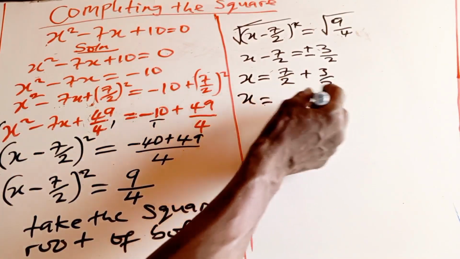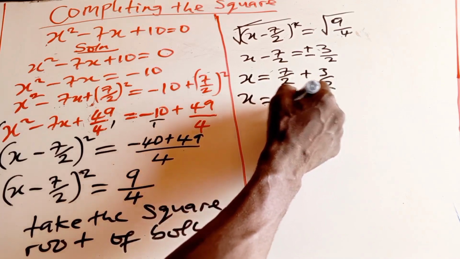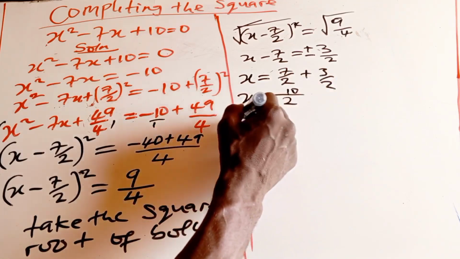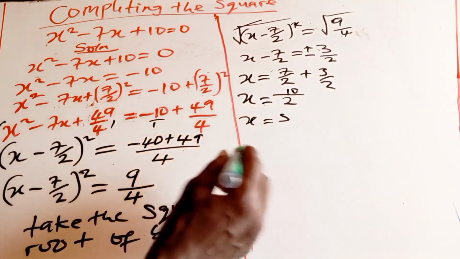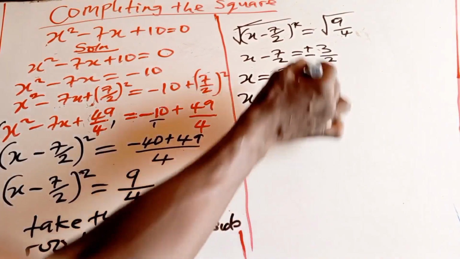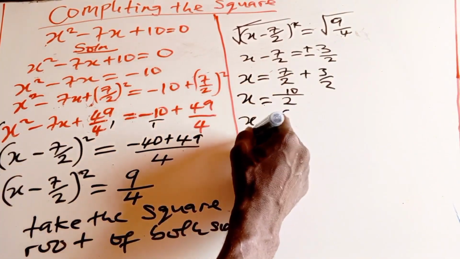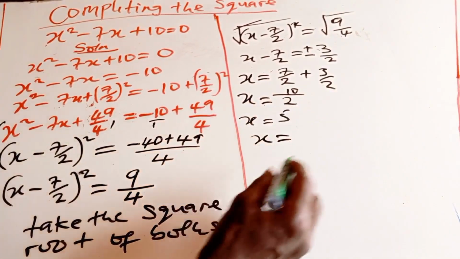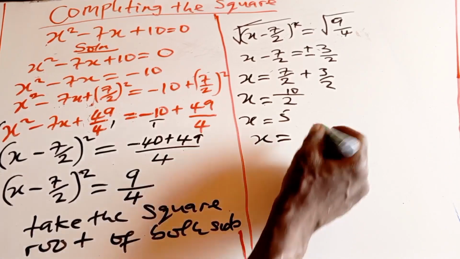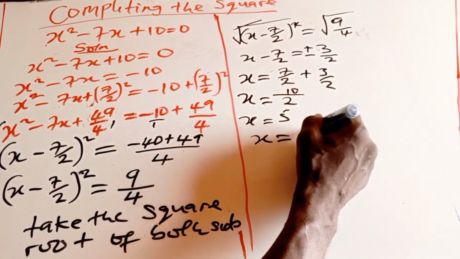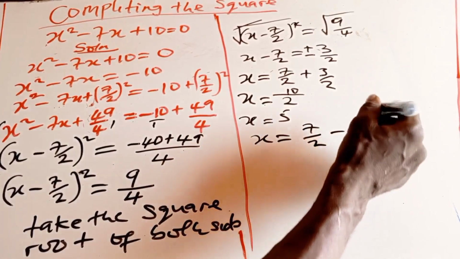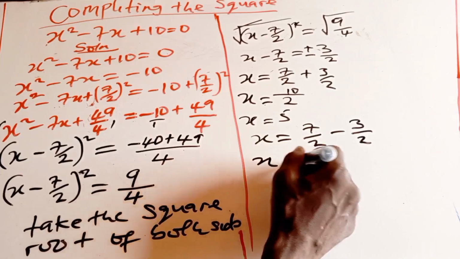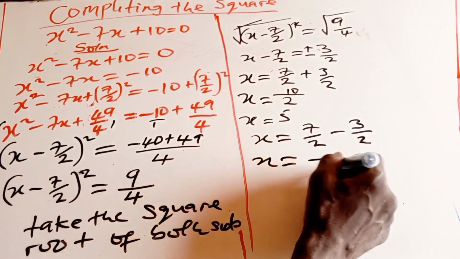Therefore x is equal to, the denominator is common, we just add the numerators. We have 7 plus 3 is equal to 10 over 2. That is 10 divided by 2, which is equal to 5. Then we can take the next sign, so we have x is equal to 7 over 2 minus 3 over 2.